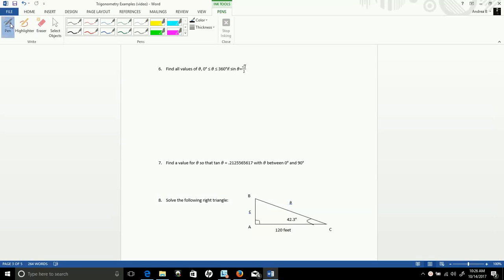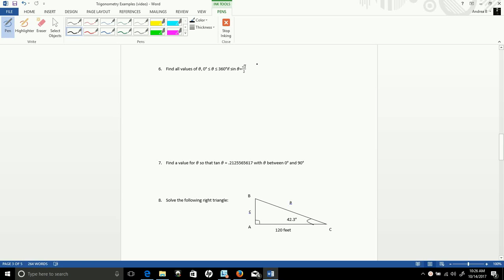Alright, for the third part here, we're starting with number 6. We want to find all the values of theta between 0 and 360 degrees for sine of theta equals square root of 2 over 2.